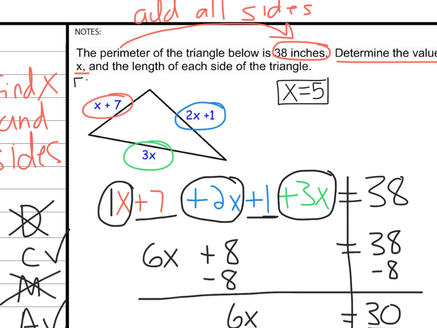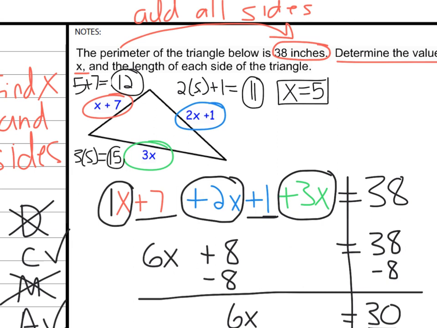If I do 5 plus 7, that means this side is 12. That's hard to read a little bit. Better. So the red side's 12. If I look at the blue side, I need to do 2 times 5 plus 1. That's 10 plus 1, so that side is 11. Now I do the bottom side, the green side, that's 3 times 5, and that makes that side 15.